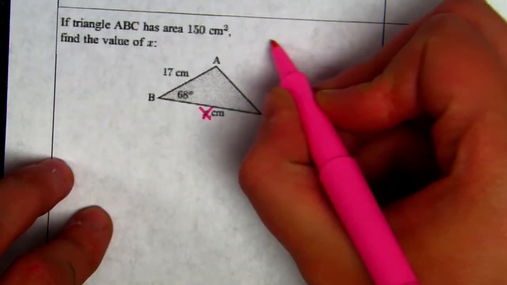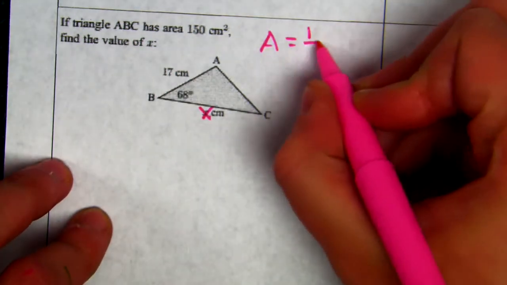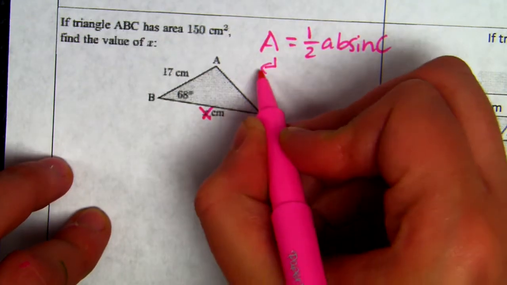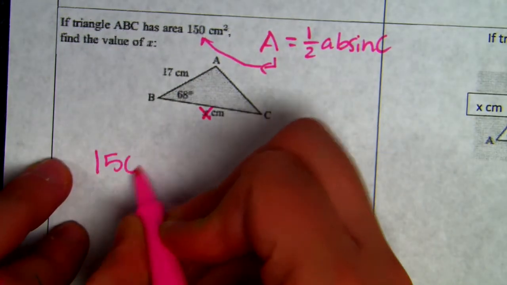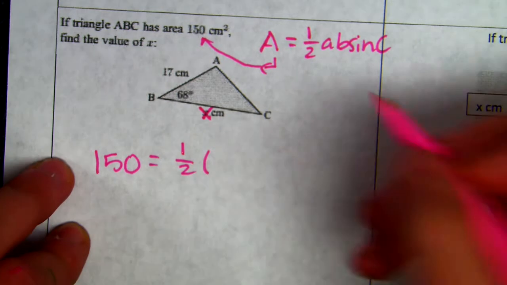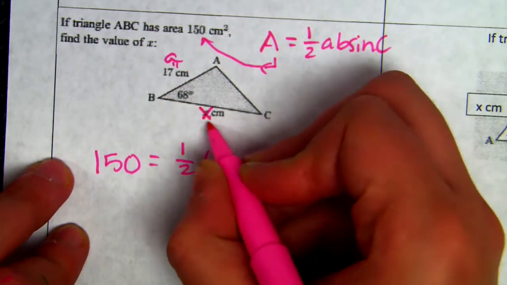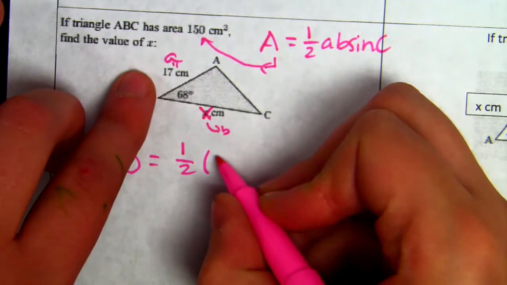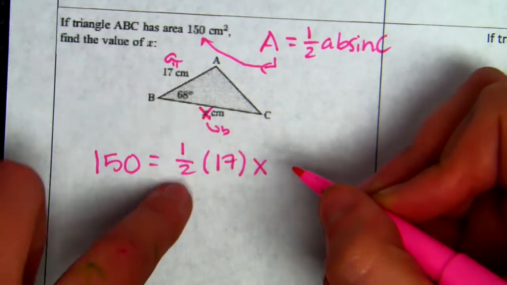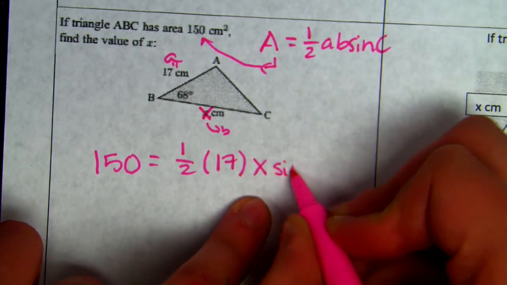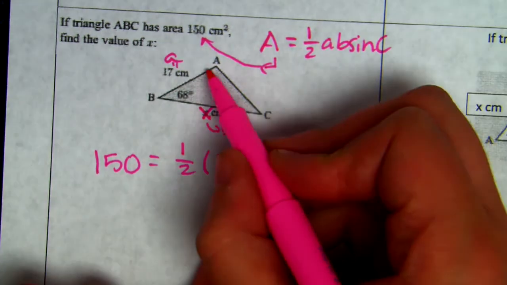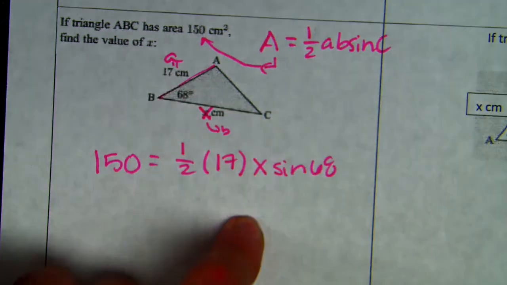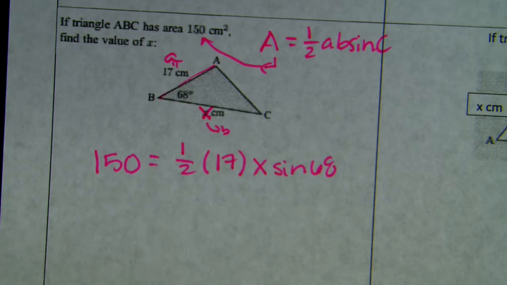So once again, I'll rewrite my formula. It's at the top: A equals 1/2 AB sine C. So this time I know that my area is 150, which equals 1/2 times A, let's call it 17, and x will be B. So I have times 17 times x, times sine of 68. I forgot to check. We have this side and this side as the 2 things we're looking at, so 68 is a perfectly good angle to use for C.